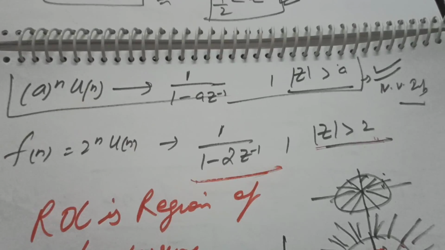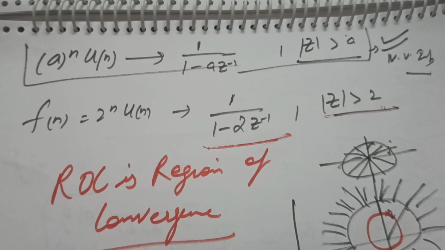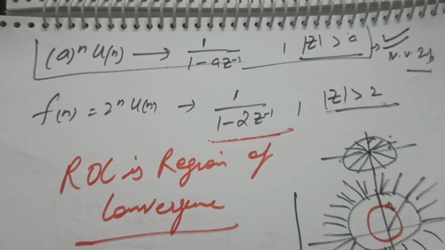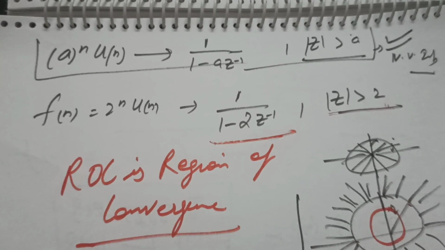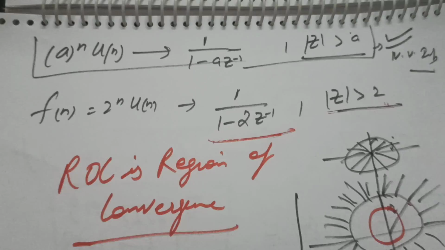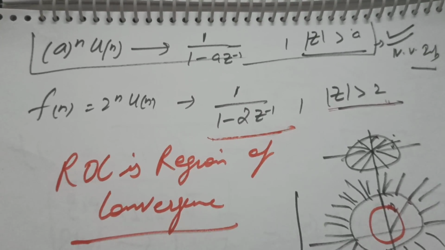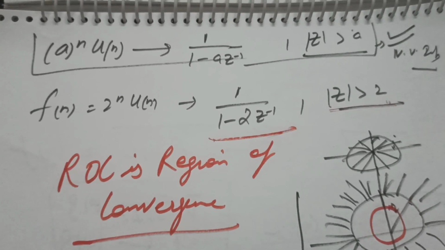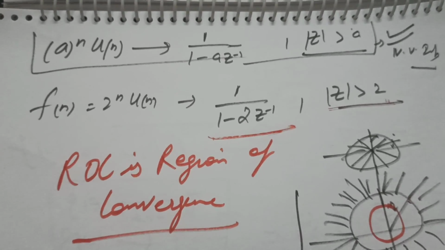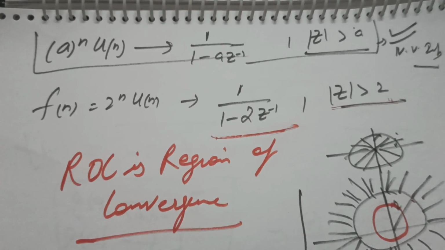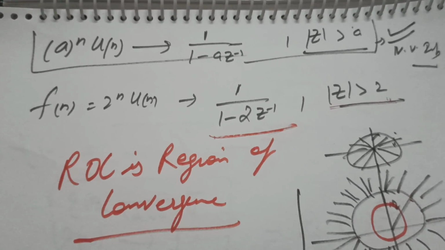Now a very important thing that needs to be emphasized is that the ROC will give us the idea regarding the causality and the stability of the system. So we have to be very particular regarding that. The role of ROC will become very critical.